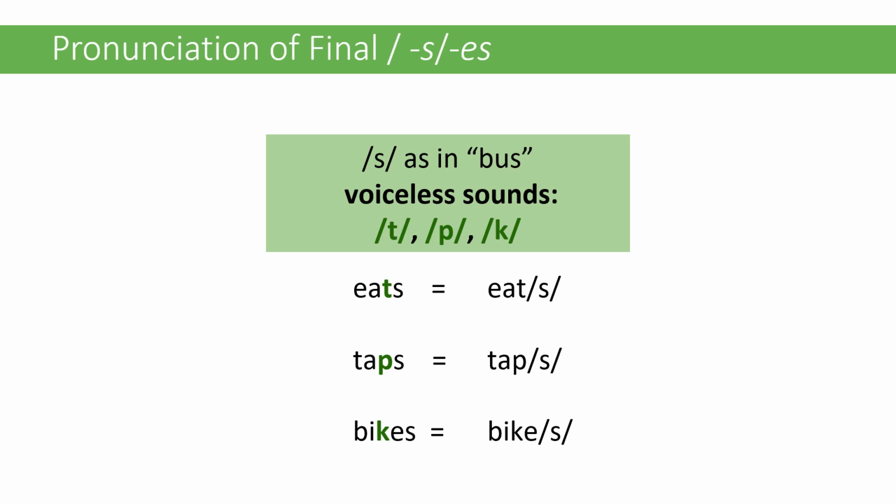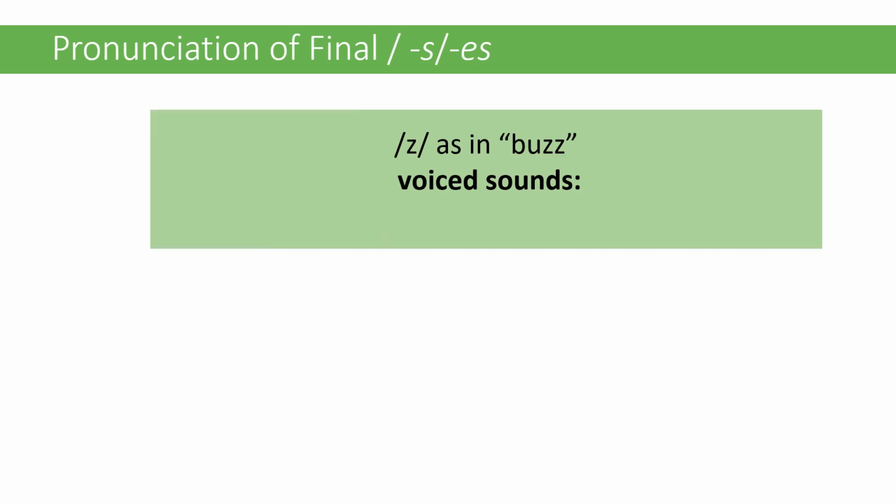A way for you to distinguish voiceless sounds from voiced sounds is by putting your hand around your throat. And when you say t, t, p, p, k, k, you should not feel any vibration going on around your throat. We'll see the opposite of that in the next.